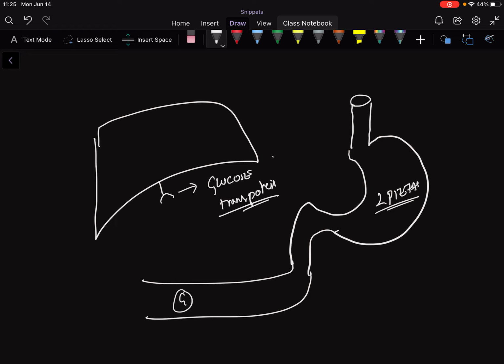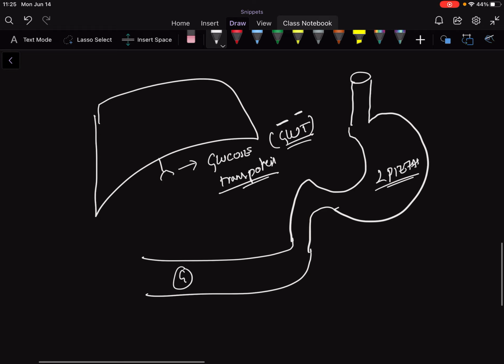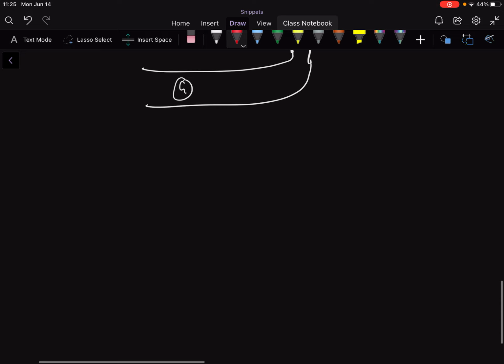or GLUT. GLUT means GLU stands for glucose and T stands for transporters. So these glucose transporters, what will they do? They will accept this glucose, and this glucose is taken into the cells of the liver. So what is happening in the liver we will see.